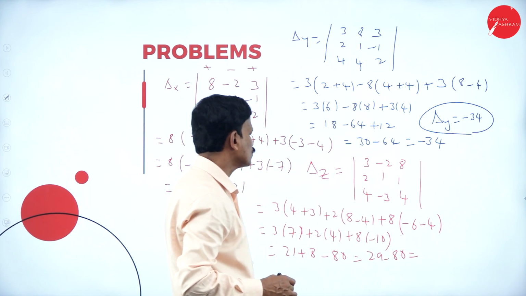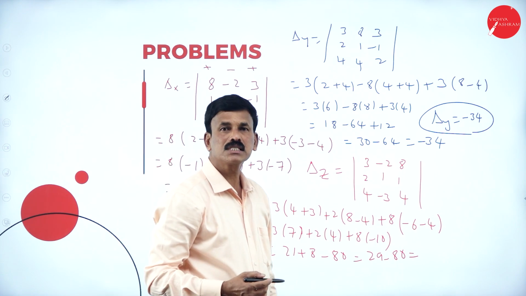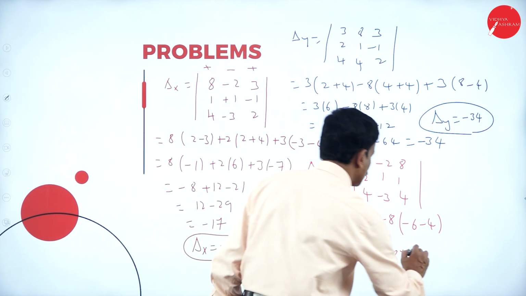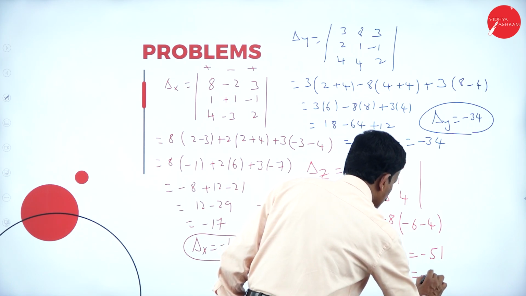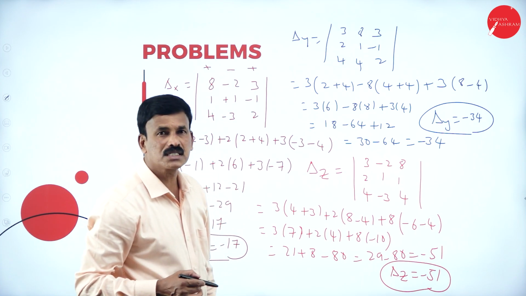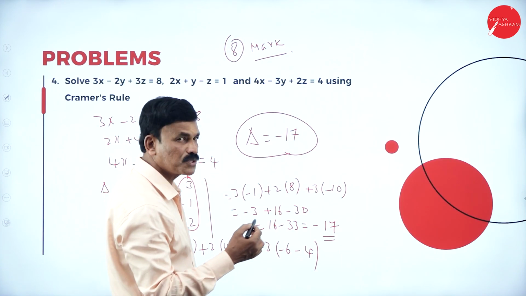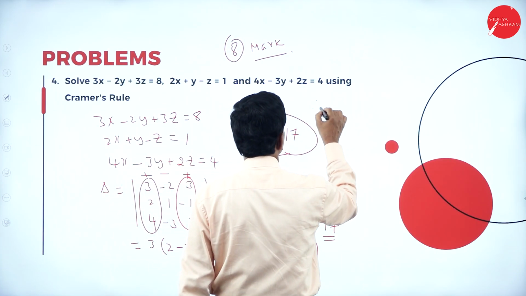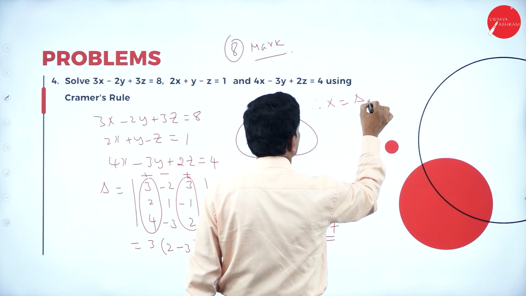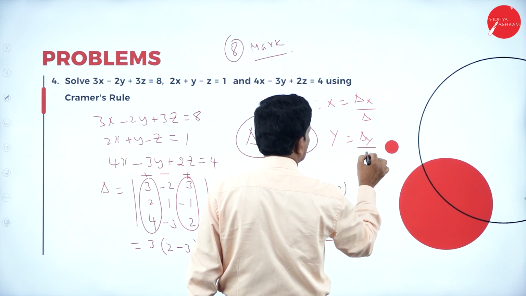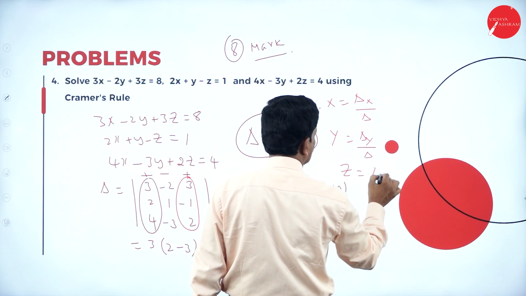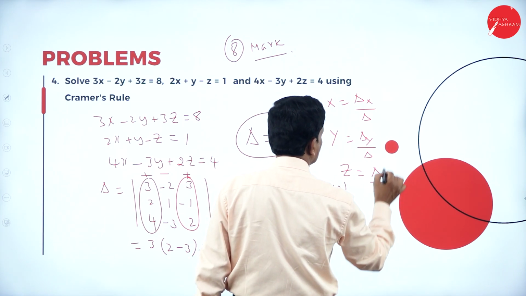What is this equal to? 29 minus 80. This is equal to minus 51. So, delta z is equal to minus 51. Now, find out the value of x, y and z. Now, I will substitute here. Therefore, x is equal to delta x by delta, y is equal to delta y by delta, and z is equal to delta z divided by delta.